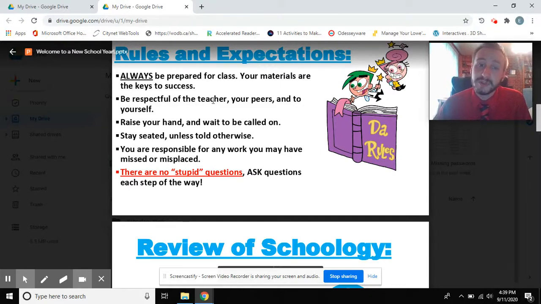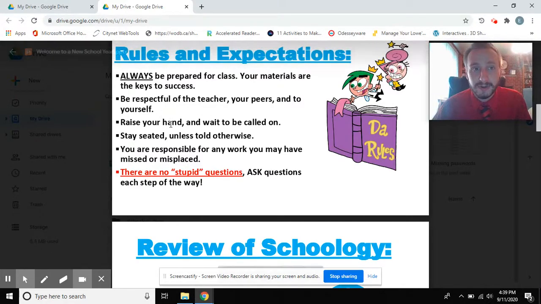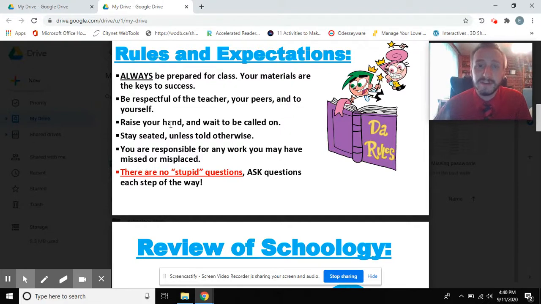Be respectful to your teacher, your peers, and to yourself. So just use kind words. Be nice to one another, if it's in person or if it's online. Treat each other with the same respect. Okay. And what it means to be respectful to yourself: math class can be a difficult class, and that's okay. We're going to work together through those challenges, and don't beat yourself up. Give yourself some respect.